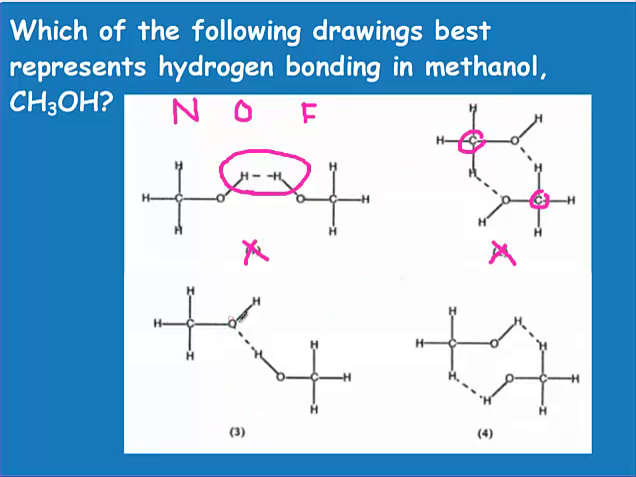In 3, we have an oxygen attached to a hydrogen, and it's attracted to a hydrogen that's attached to an oxygen. So 3 looks good. And finally, in 4, we have hydrogens attracted to hydrogens, which is not correct. So our answer was 3.